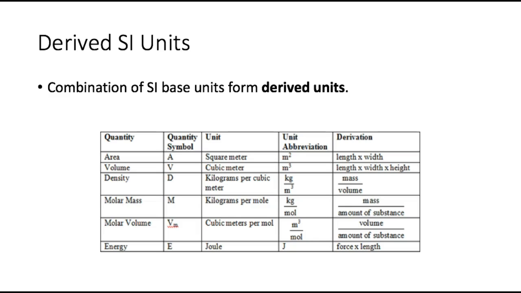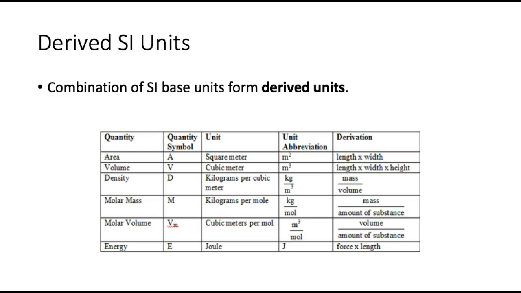So we're going to start by taking a look at derived SI units. This is where you combine SI base units to form derived units. So for example, area, the unit is meters squared. We get it by taking length times width. Volume, we talk about the unit being meters cubed because we take length times width times height.